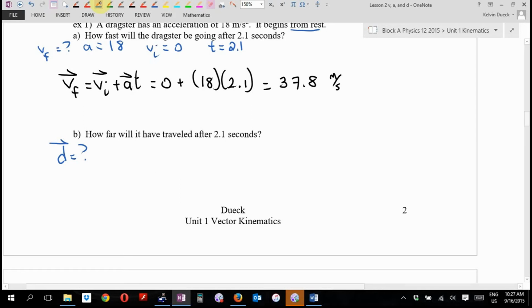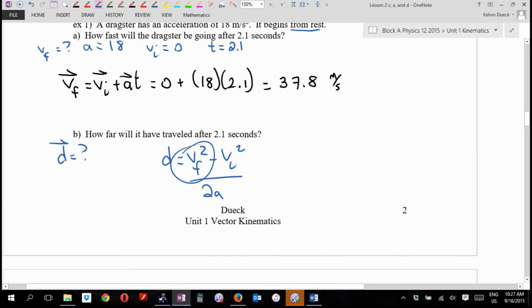Why wouldn't I want to use this one? Don't write this down. That's got the D in it. Why, if I was a good test writer, would I not want to use that one? Colin. In case you got the previous one wrong. If I got VF wrong, I'm going to get this one wrong.